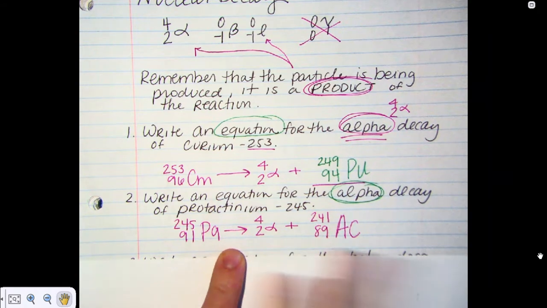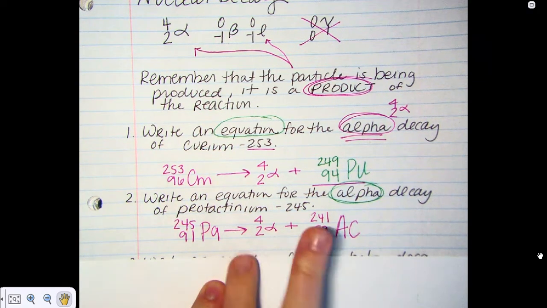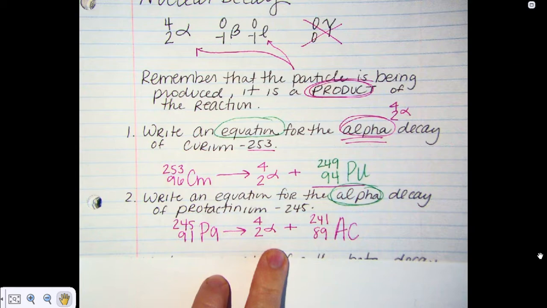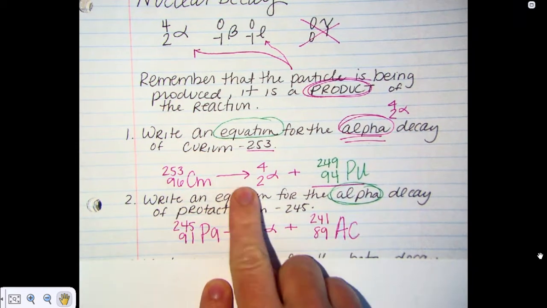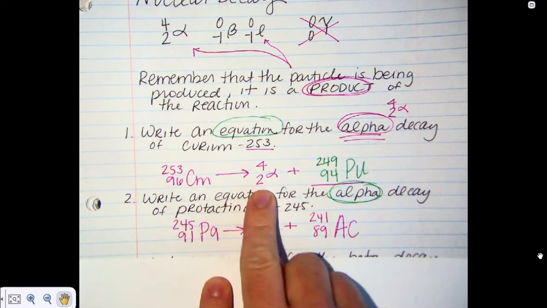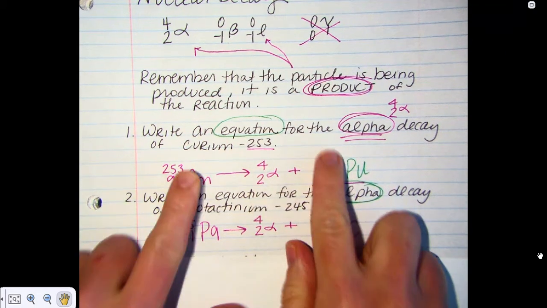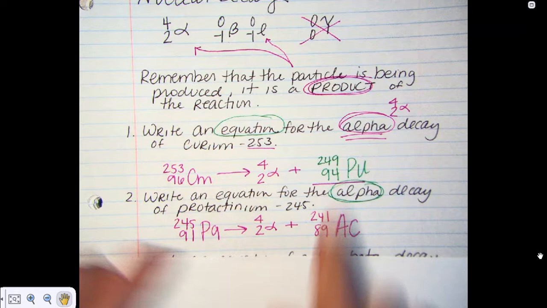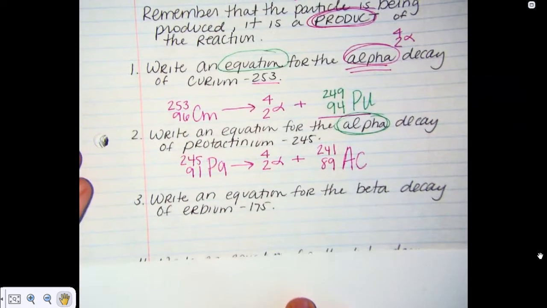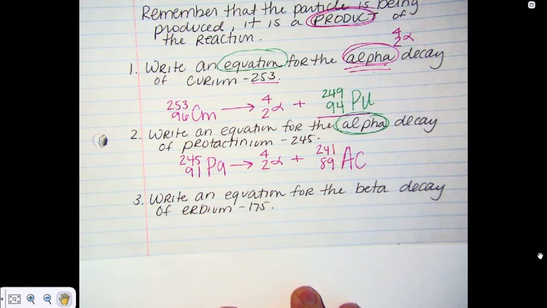Now, it doesn't matter if you have these two things reversed, as long as there's a plus sign in between them. You can write your actinium before your 4 over 2 fish, but you need to make sure that they're both there. They're both represented, because if all I have is the actinium, my math doesn't work. This doesn't add up.